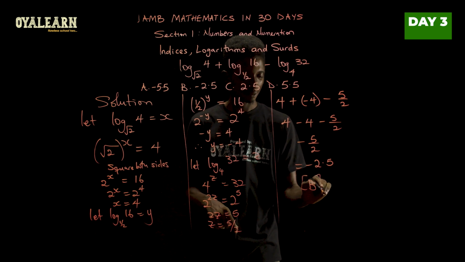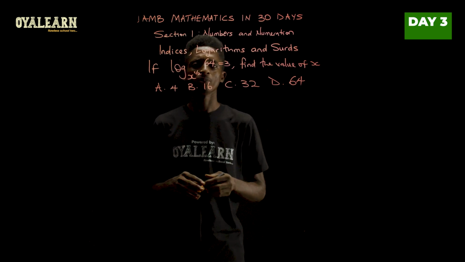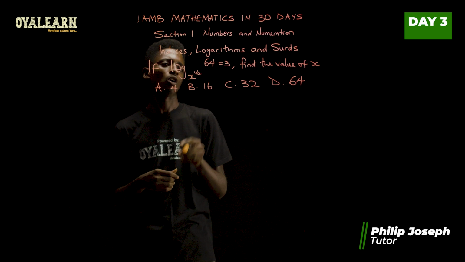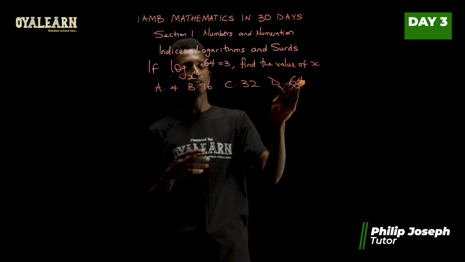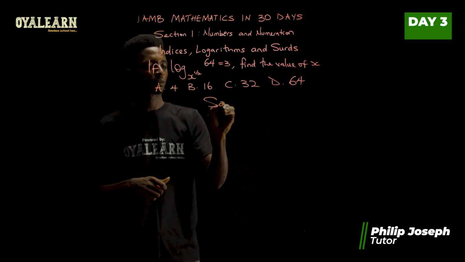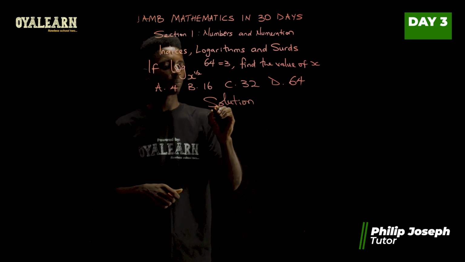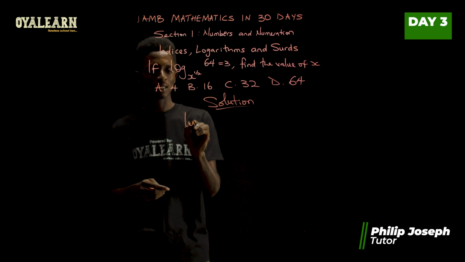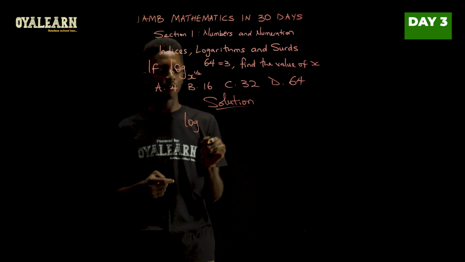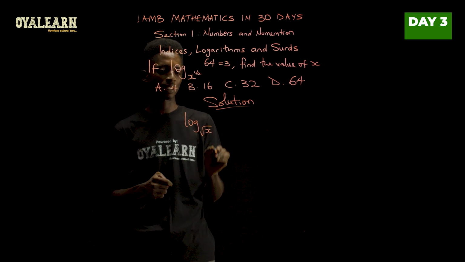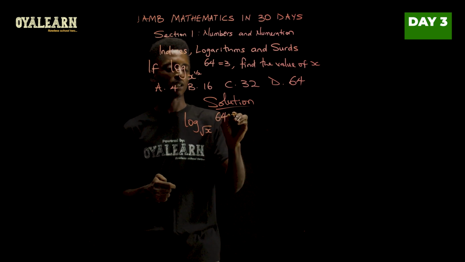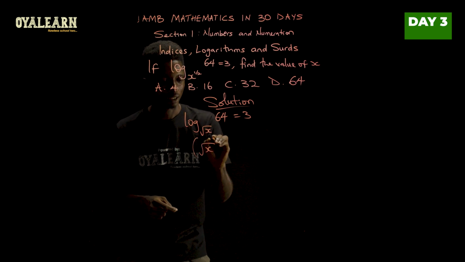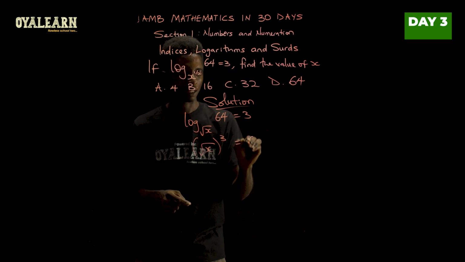To solve this problem, we're told that if log base x power of half of 64 equals 3, find the value of x. We're going to work on the relationship between indices and logarithm. Now, this same question can be written as log. Now, x power of half is the same thing as saying square root of x. So, of 64 equals 3. And what this means is that the square root of x with the power of 3 equals 64.